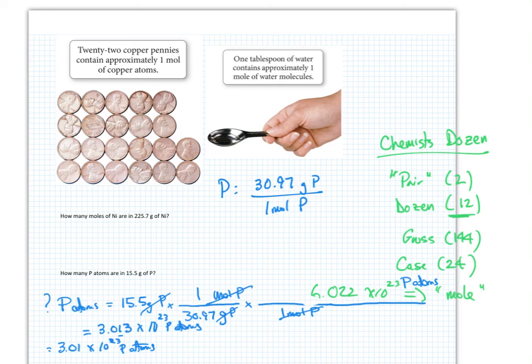You're going to have plenty of time to practice doing these calculations, but this hopefully gives you a sense of the importance of this chemist's dozen. This number we call a mole is equal to Avogadro's number.